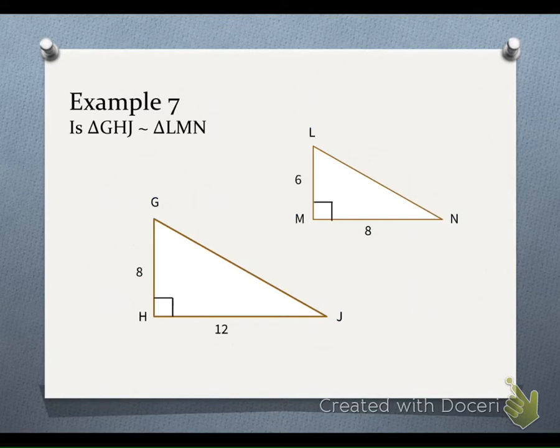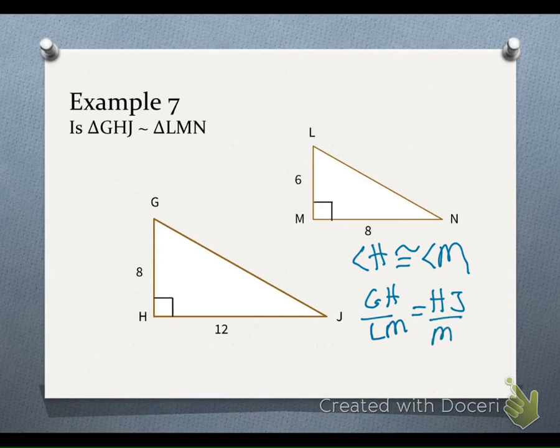So here, we want to see if we have two angles that are congruent. Which two angles are congruent? H and M. Yep, angle H is congruent to angle M. And now we have to come up with that ratio for the sides that make up that angle. GH over LM equals HJ over MN. Beautiful. Then we're going to substitute in what we have. So GH, what do you get? 8 over 6.